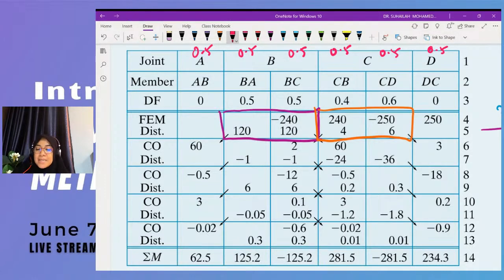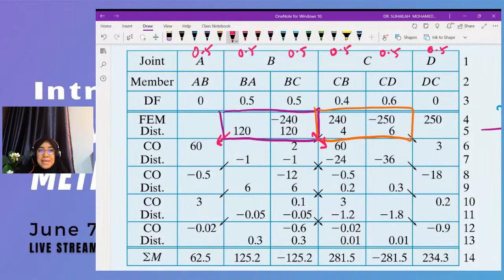So what happens is we have to do balancing using the factor 0.5, and the value we must put like this, carry over. The 120 for BA we have to carry to AB. It must cross the boundary. We bring the value from B to A and B to C.